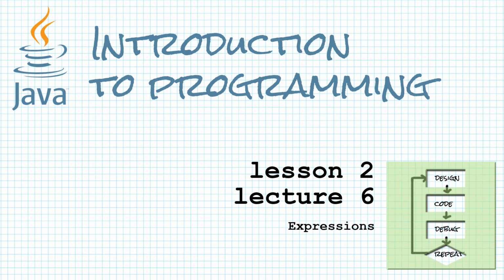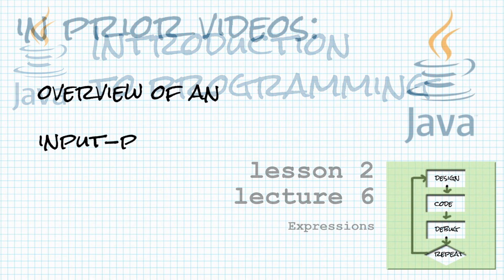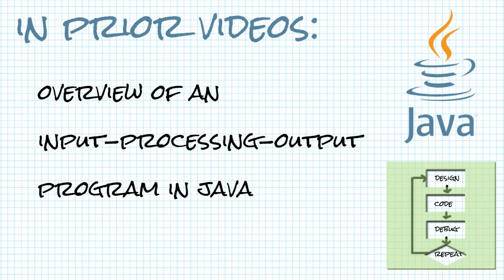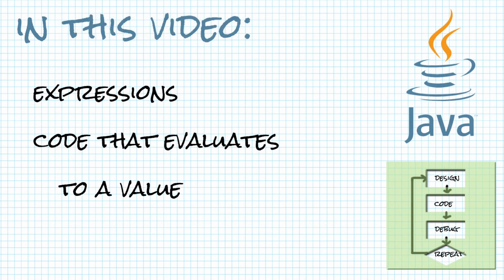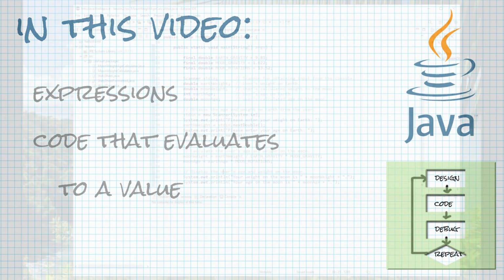If you're here because you want to learn to program in Java, you're in the right place. This is the 7th video in the Introductory Programming in Java full course. In prior videos, we looked at Java input processing output programs. We've talked in detail about input and output, and we've gotten a start on processing by talking about text and numeric data types, variables, and assignment statements. Now we'll focus on expressions, what we can put on the right side of an assignment statement or any other place that Java expects a value. Let's get right into it.